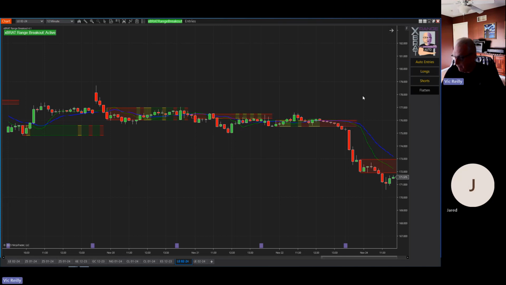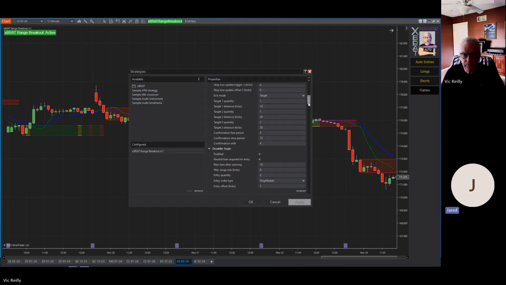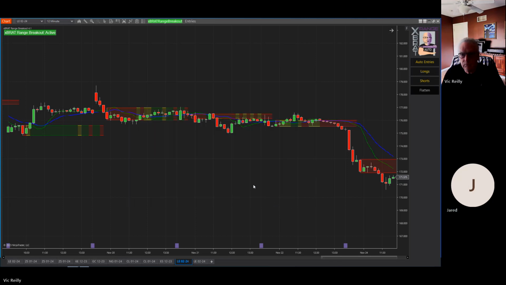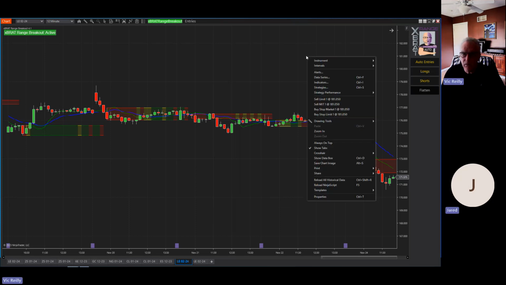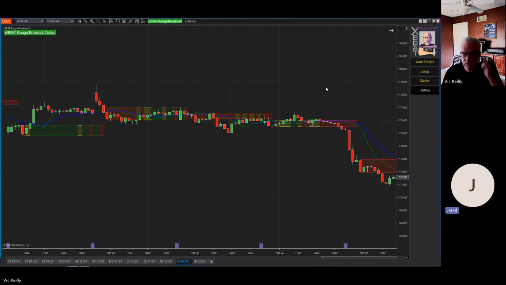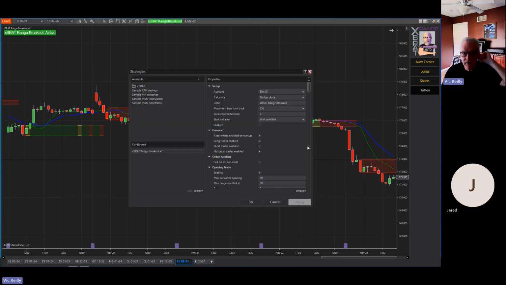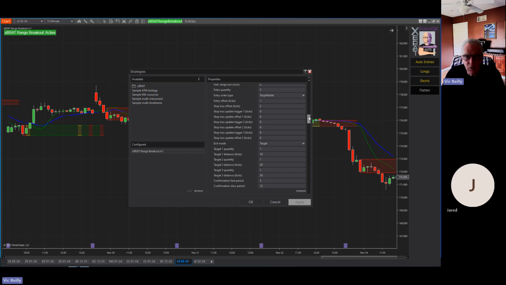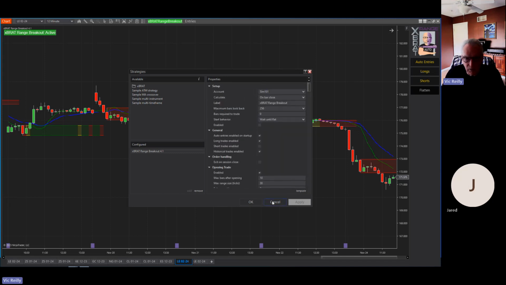Yeah. Well, let me ask you this. I see that there's a built-in way to scale out. Is there a built-in way to scale in? In other words, does it add to the trade if conditions are right? Oh, on this, probably not, but on any of them? Definitely not on this one. I think that it's just... That's a good question. I can bring that up with the developer.